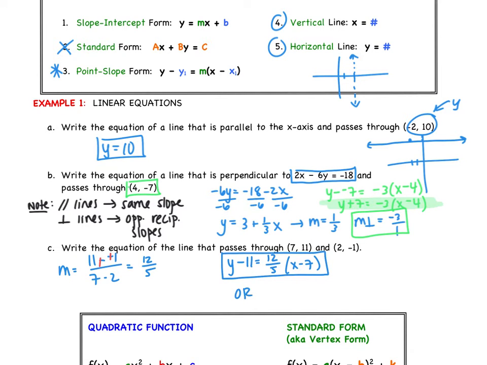That being said, you also could have used the other point. And that's what you would have gotten. Either of these are acceptable answers. Either of those are equations for the same line. That was the first thing we needed to review, was equations of lines.